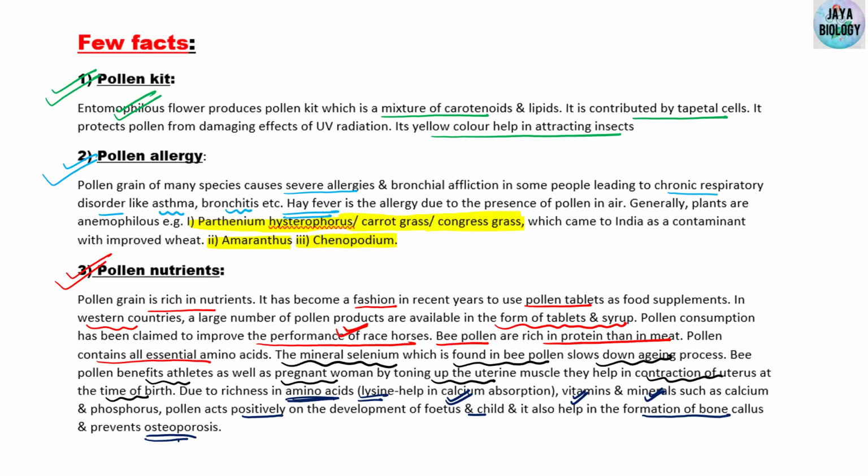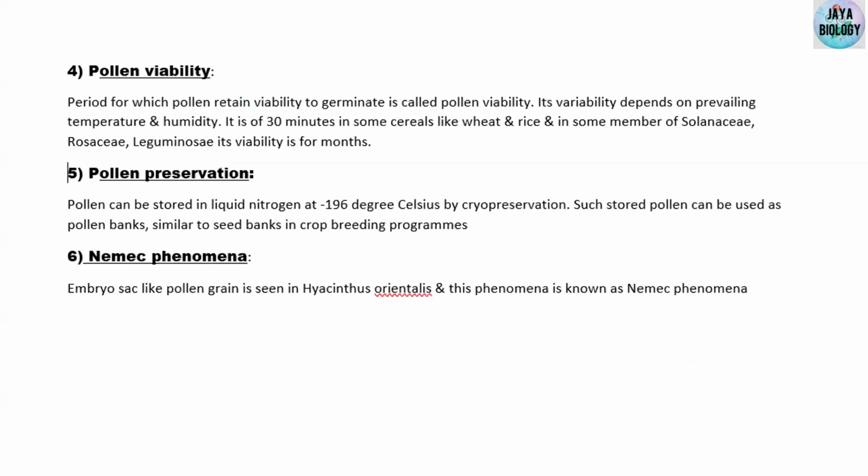So this is the way we find that a few facts are associated with pollen. They make pollen kit, which is actually responsible for entomophily. Then a few pollens cause allergy. Pollen are rich in nutrients. They provide all the essential sources. For example, they contain essential amino acids. They have more protein. They are rich in the mineral selenium, and they are rich in amino acids, vitamins, minerals like calcium and phosphorus. All these increase performance, or you can say they provide nutrition.